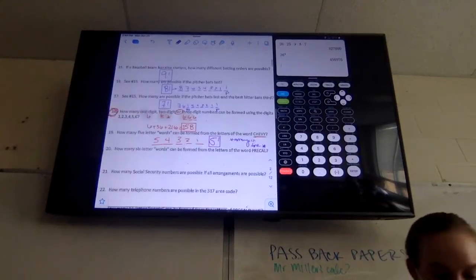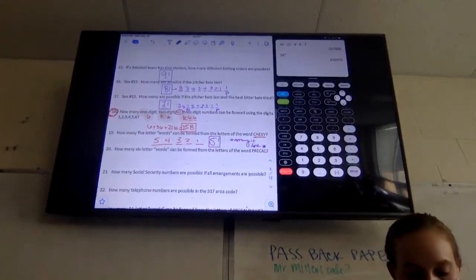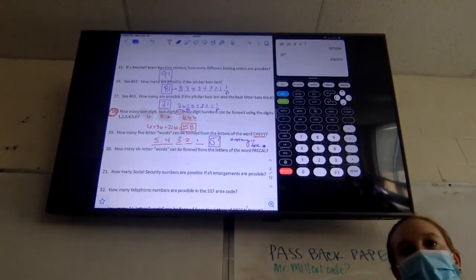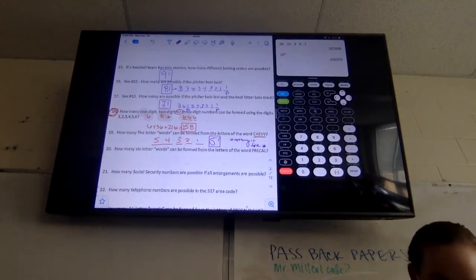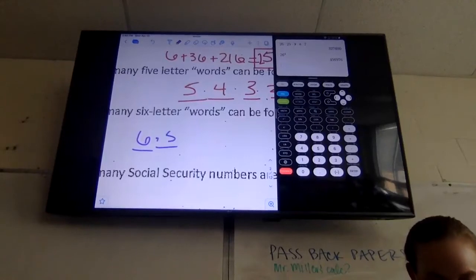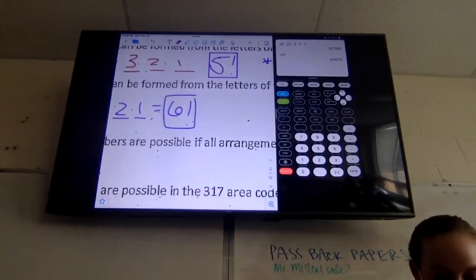Okay, same idea for the one underneath it. How many 6-letter words can be formed using the letters in the word PreCalc? 6, yeah. And that's the same thing as what? 6 factorial, good. And again, you can put that in your calculator, or 6 factorial, I think, is just as good of an answer.